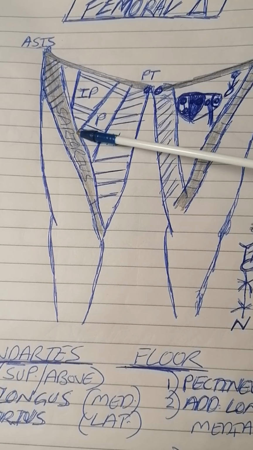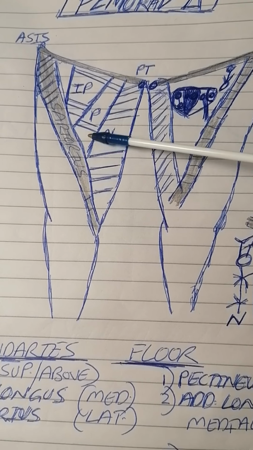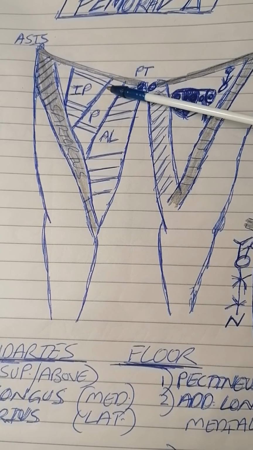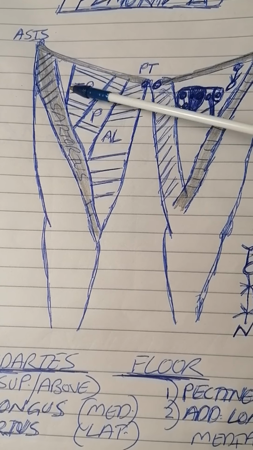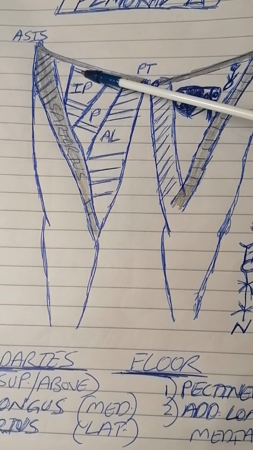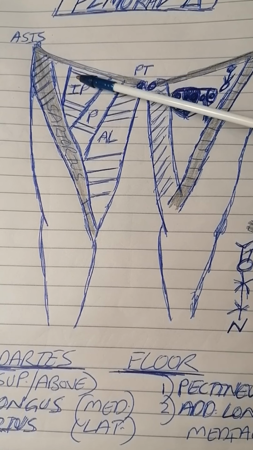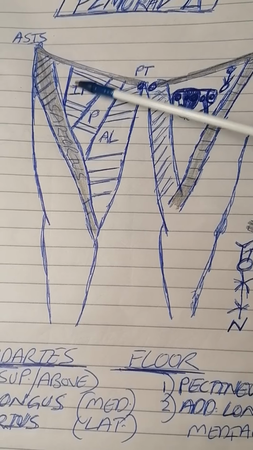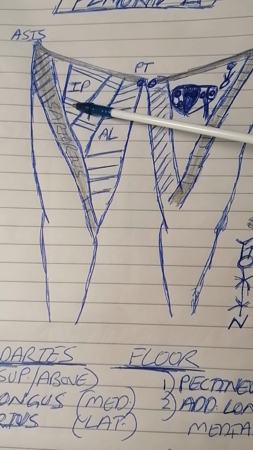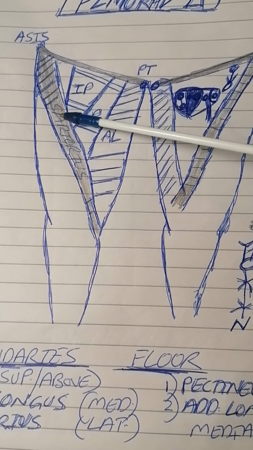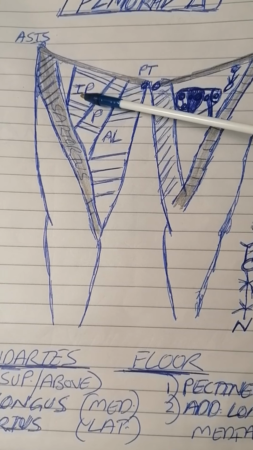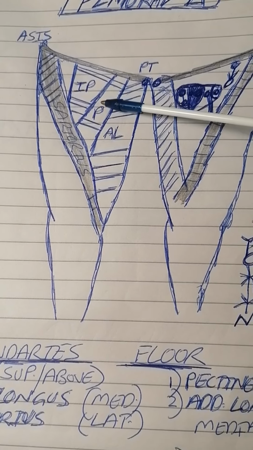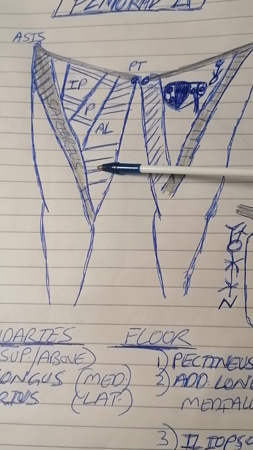And then in the middle of this floor of the femoral triangle, we have the pectineus muscle. Here's the pectineus muscle in the middle, and most laterally on the floor of this femoral triangle, we have the iliopsoas muscle. We have the psoas tendon also, but for exam purposes, it's important just to remember iliopsoas muscle over here. And this is all about the floor of the femoral triangle.